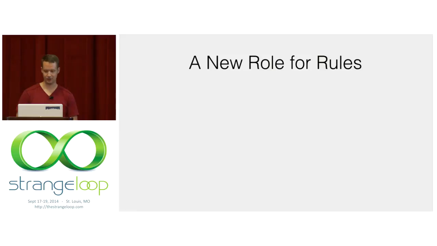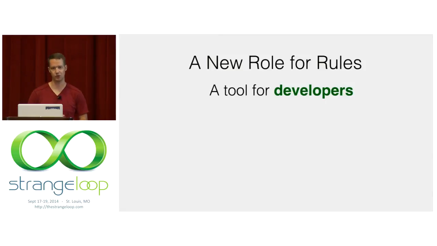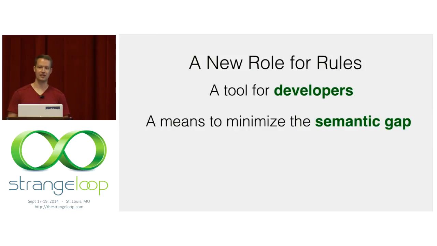And I think what it really boils down to is a new role for rules in our development process. Rather than thinking of rules as something targeted at business users exclusively, let's look at them as a tool for developers, a way that we can simplify our code. Let's look at them as a way to minimize that semantic gap. The closer our code looks to the actual desire of the business, the easier it is to work with, to manage, and to reason about.